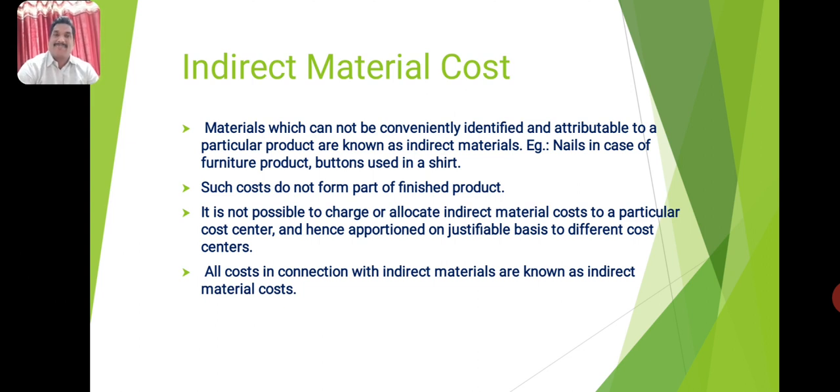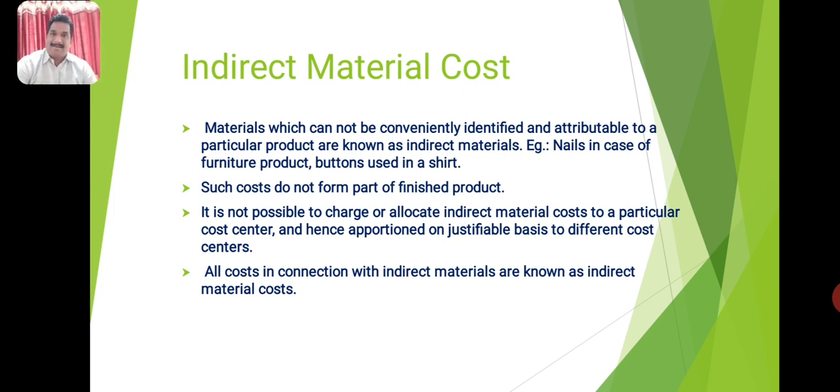Nails are used for the production of this particular chair. So that is about indirect material, and such cost does not form part of the finished product. But the material cost is entirely a part of the finished product, while the indirect cost is not a part of the finished product. And it is not possible to charge or allocate indirect material cost to a particular cost center, meaning a particular product, entirely.